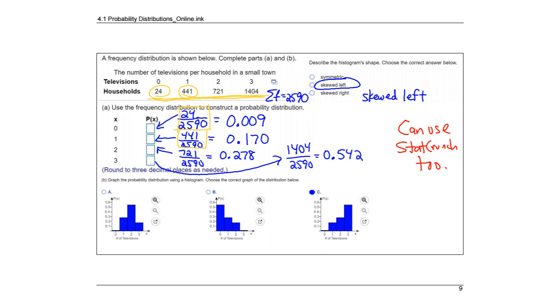Now we have to pick a graph, but notice these are all getting bigger and bigger, right? We have 0.009, we have 0.170, 0.278, 0.542. So for the bar chart, the bars need to keep getting bigger and bigger. And so that would be C. And then finally they say, okay, what's the shape? Is it symmetric? Is it skewed left? Is it skewed right? So this one's skewed left. Remember, it's where the tail is. And so since the tail is here on the left, the histogram is skewed to the left.